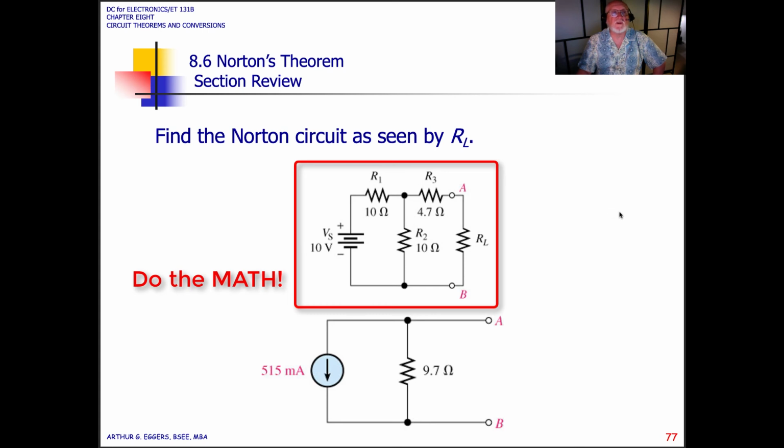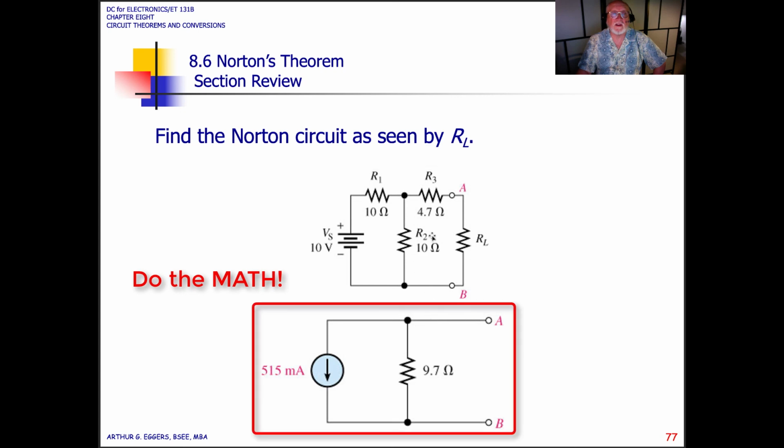In this case, they want us to find the Norton circuit as seen by R sub L. For this one, I'm going to let you solve that. Go back and look at the process and determine how we get to 515 milliamps and 9.7 ohms to check your work.